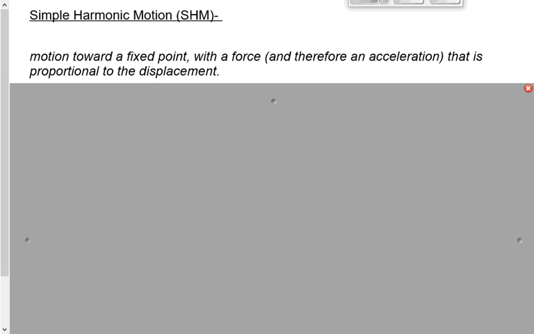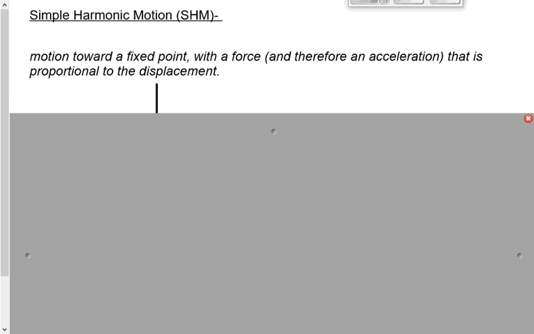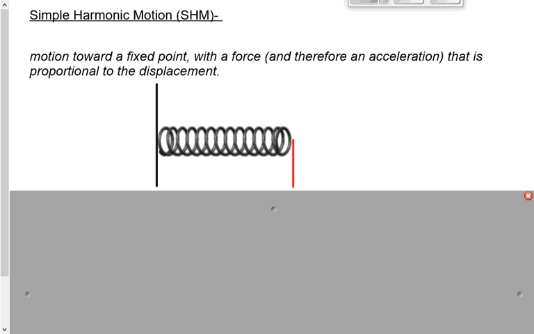What do I mean by that? What do I mean by motion toward a fixed point with a force that is proportional to the displacement? Take a look at the diagram that you see up on the board here now. This is going to be kind of a wall or some fixed point where the spring is attached. So we're attached to this wall. And then the other end is free to move. But this red line is going to represent our fixed point. So that's where the end of the spring is if it's not stretched or squished. That's just, you got a spring sitting on a desk, that's where the end of it is. This is our fixed point.